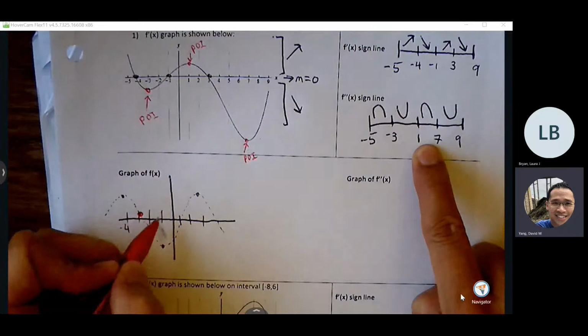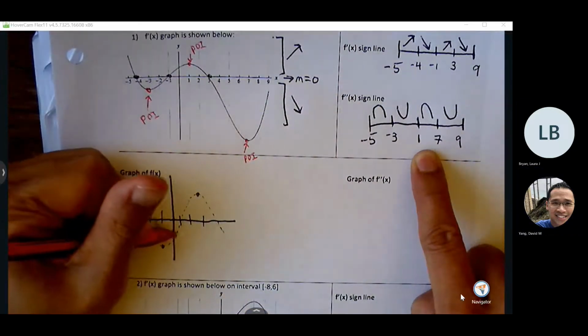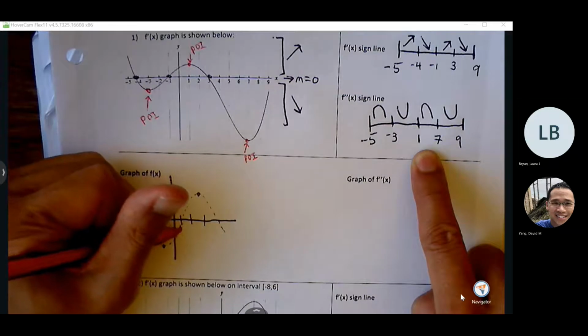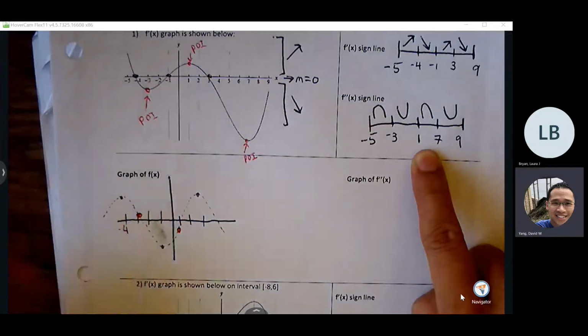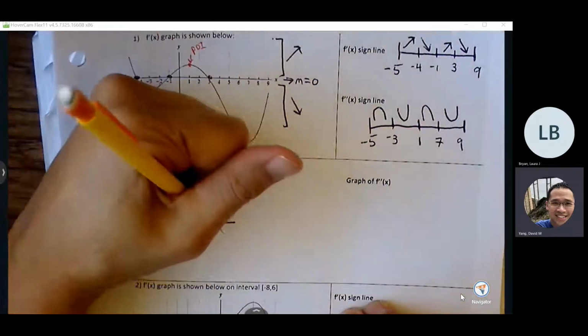At 1, I want another point of inflection. So wherever the graph lands at 1, and then where the graph lands at 7. Okay, so I should extend this graph a little bit more. I'm not going all the way to 7 here.